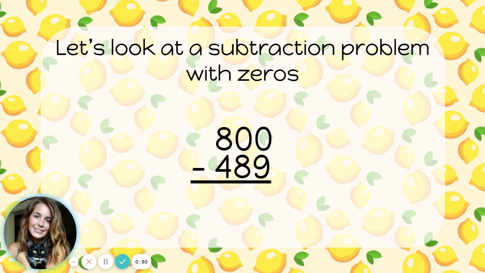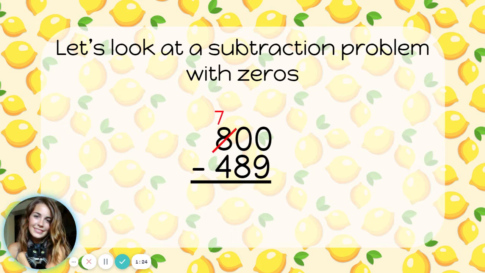So I know I need to start in the ones place. I have 0 minus 9. Well, I can't take 9 away from 0 because 9 is bigger than 0. But I know I can do 800 minus 489. I just have to do some regrouping. Normally, I would take one from the tens place and move it over to the ones place. But I don't have any tens either. I'm going to have to go all the way back to the hundreds place and start regrouping my number.